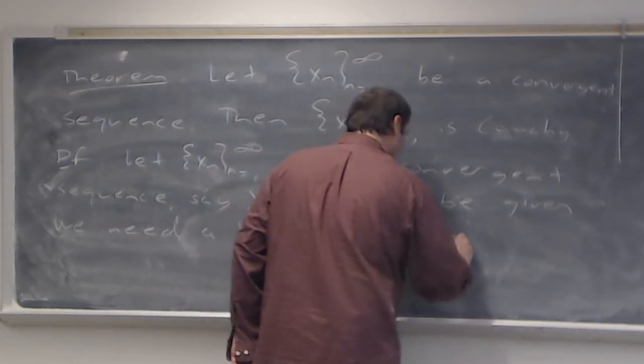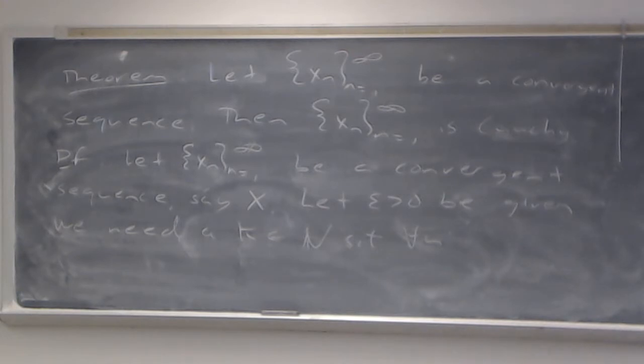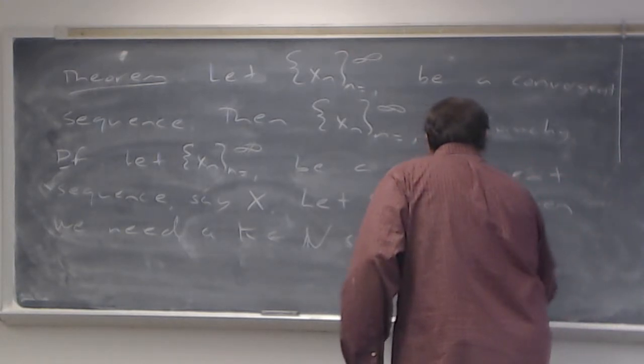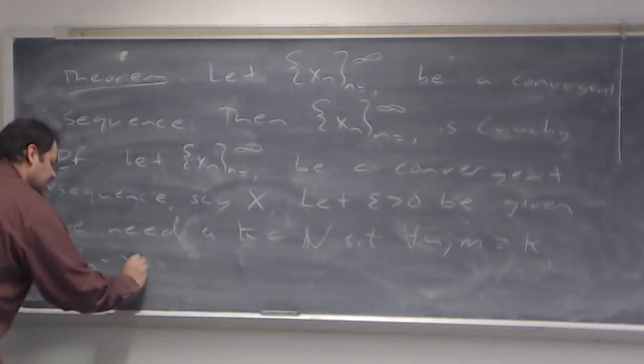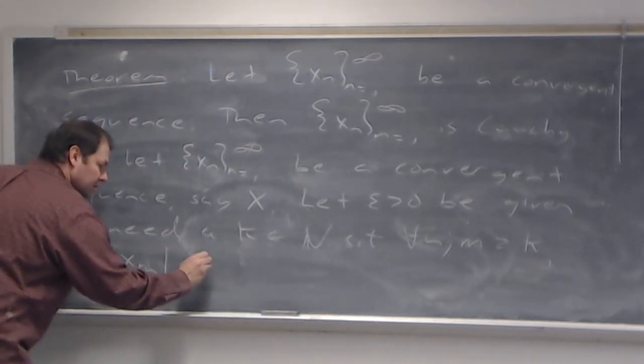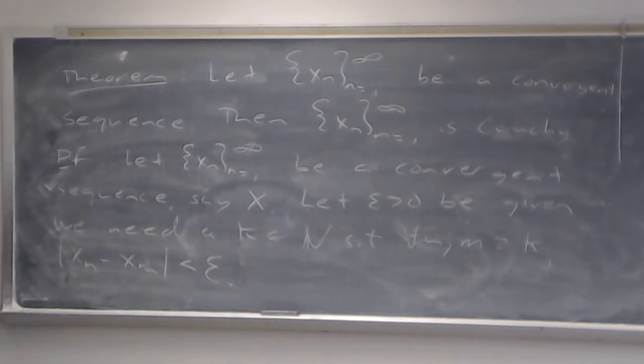For all n, not just n. For all n and m greater than or equal to k, the absolute value of x of n minus x of m will be less than epsilon. That's what I'm looking to do. So I'm trying to make this distance be very small. That's what we're trying to do.